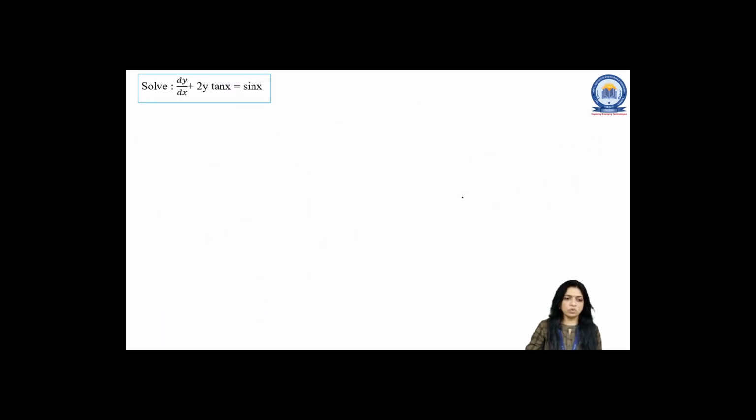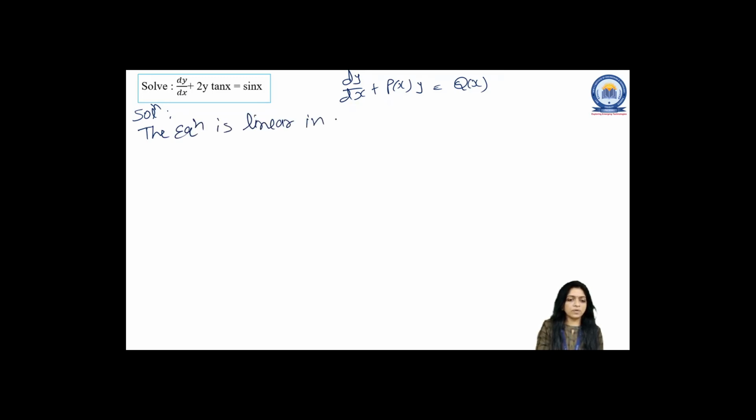Let's move on with one more example. See, again, you can easily check that your given differential equation is of the type dy by dx plus P(x) into y is equal to Q(x). See, the same format is here. So the equation is linear in y. As the equation is linear in y, by comparing both equations, the value of P is 2 tan x and the value of Q is sin x.